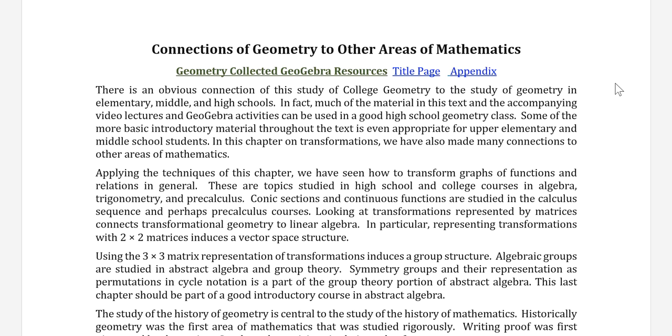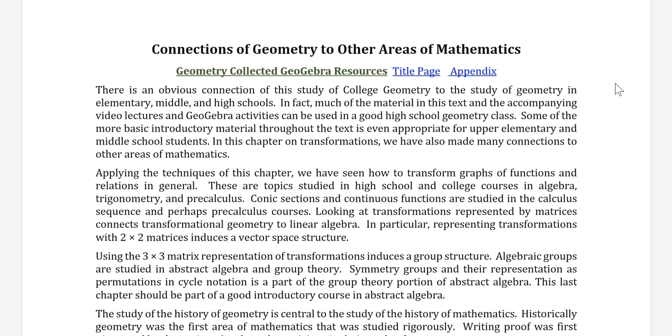In this chapter on transformations, we've also made many connections to other areas of mathematics. So applying the techniques of this chapter, we've seen how to transform graphs of functions and relations in general. These are topics that are studied in high school and college courses in algebra, trigonometry, and pre-calculus, perhaps in calculus. Conic sections and continuous functions are studied in the calculus sequence, and perhaps in pre-calculus courses.